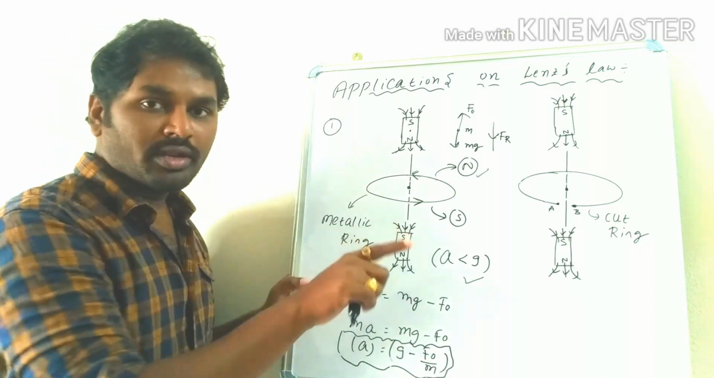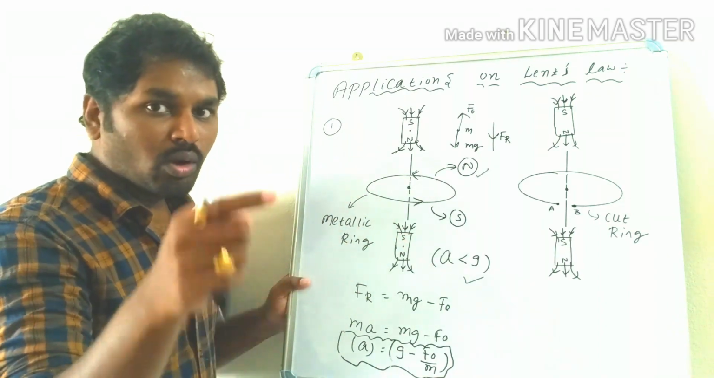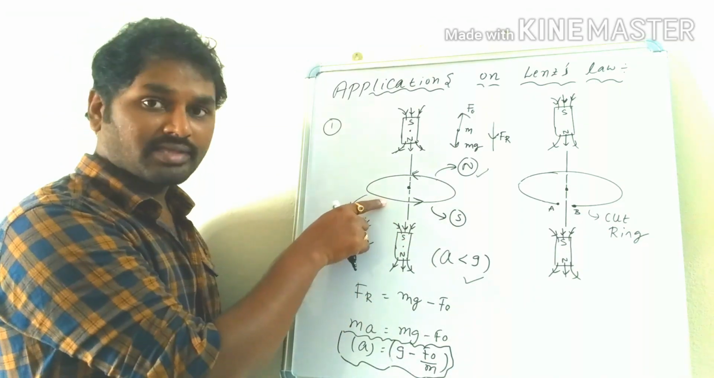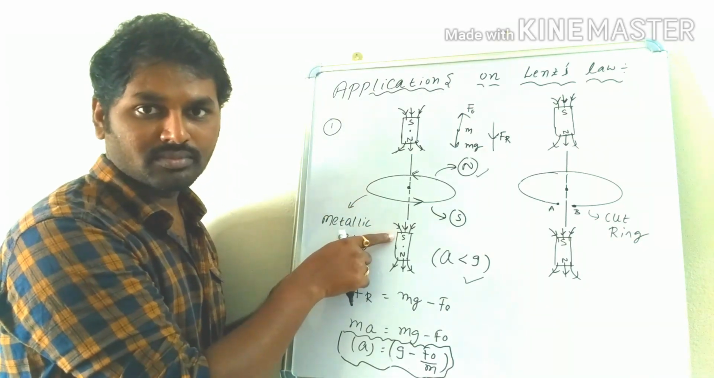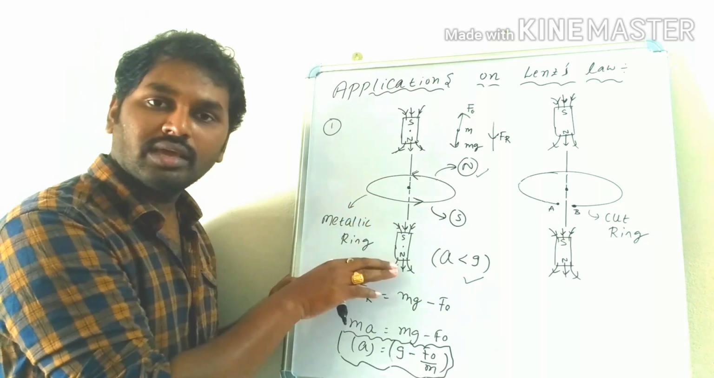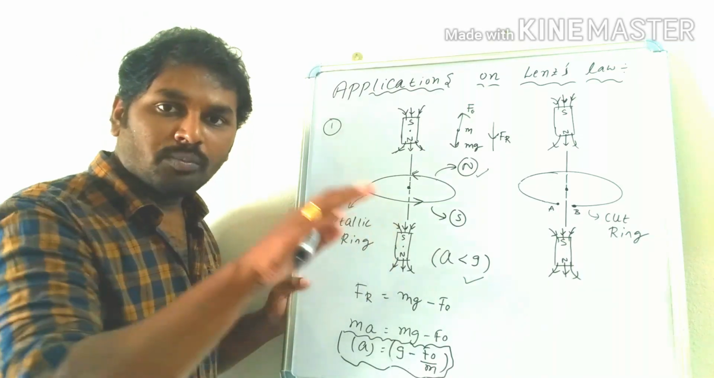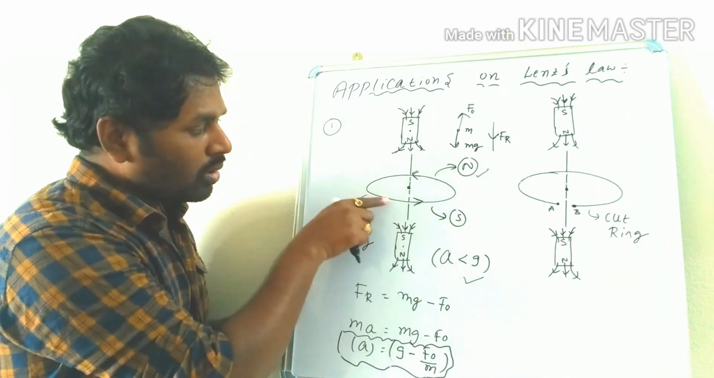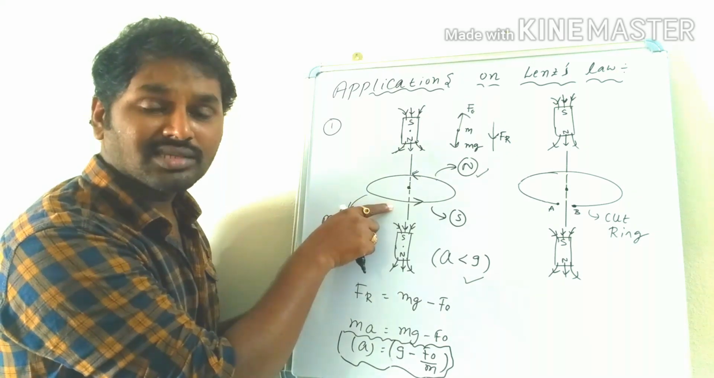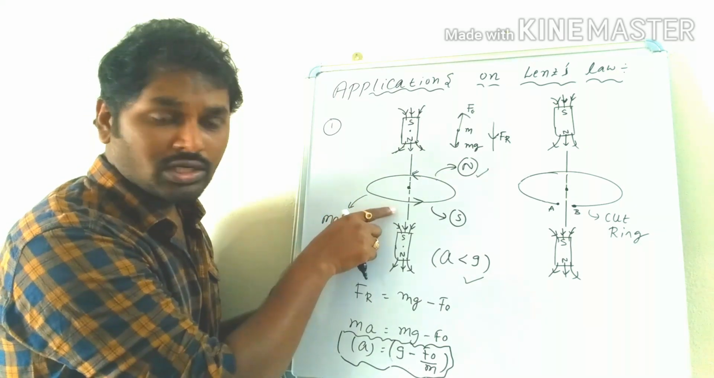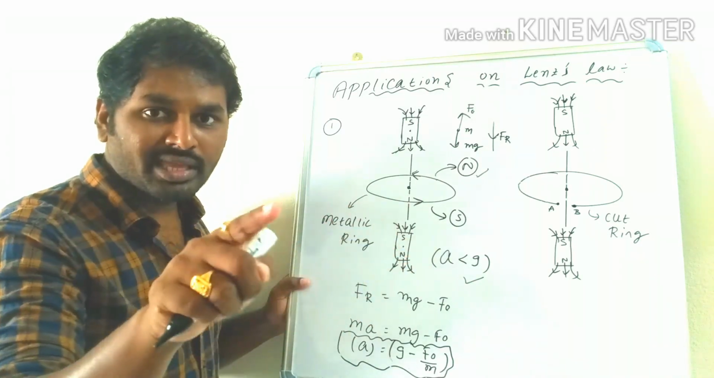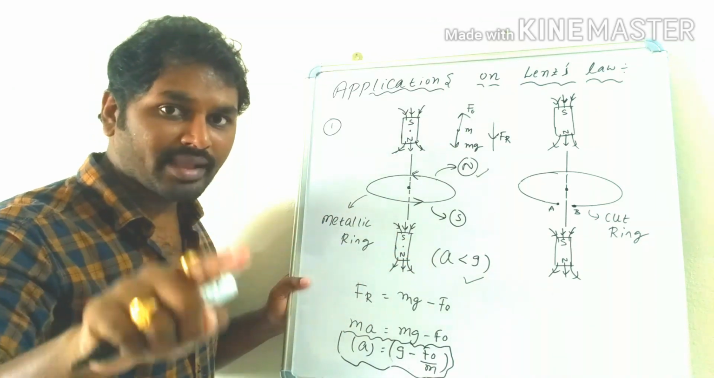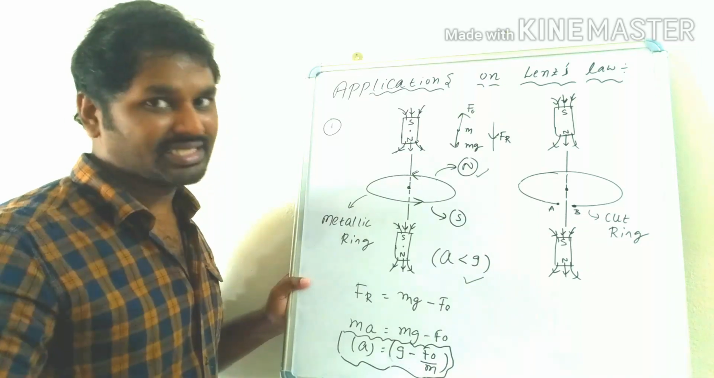So as the south pole is moving away, the lower face of the coil should come as a north pole in order to oppose its motion. As the south pole is going away, to oppose the motion, the lower face of the coil must come as a north pole to attract this south pole. Then only the motion of the magnet is being restricted.